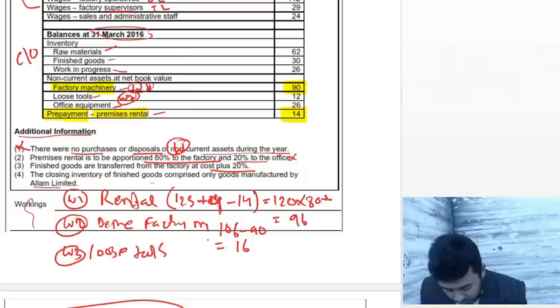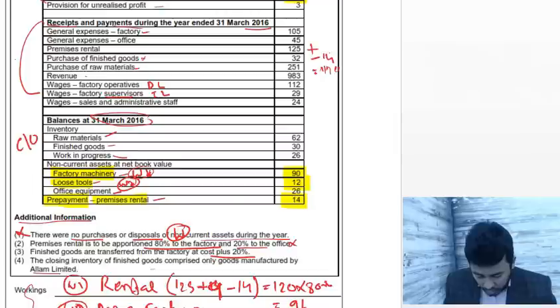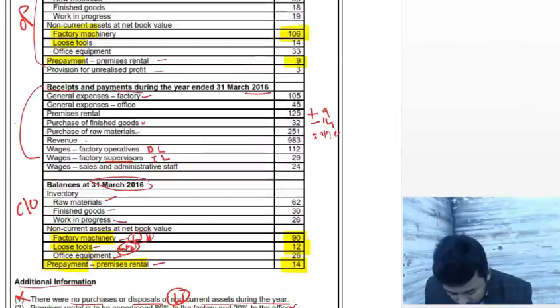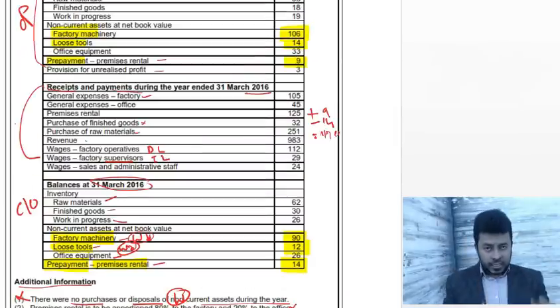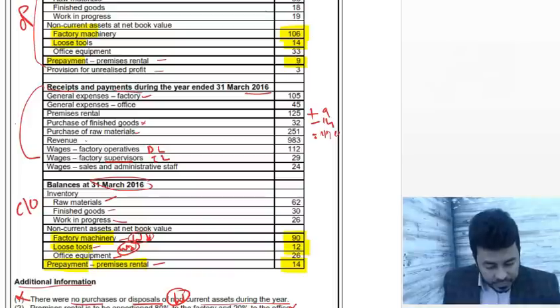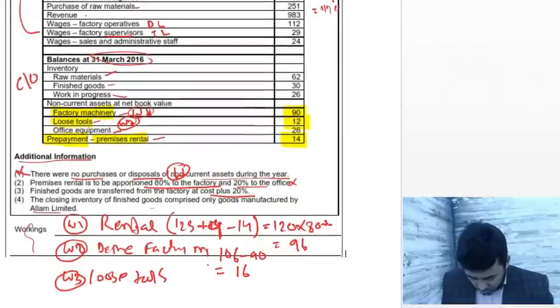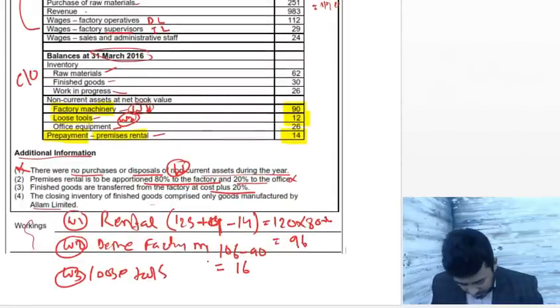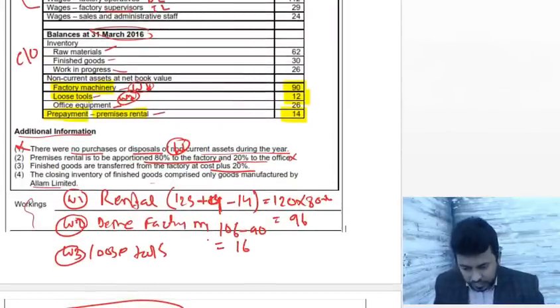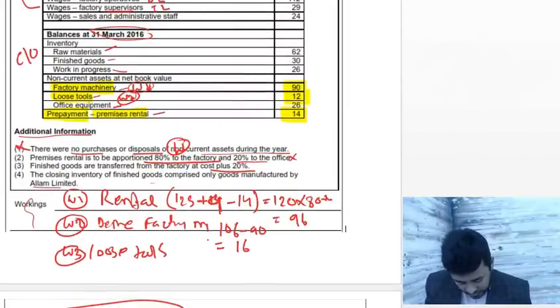Okay, have a look, loose tools. This is the closing loose tools, 12. Opening loose tools over here, 14. So for 14 it has gone down to 12. So clearly the depreciation of this is 2. Let me take my pen. Loose tools, 14 minus 12, you get 2.